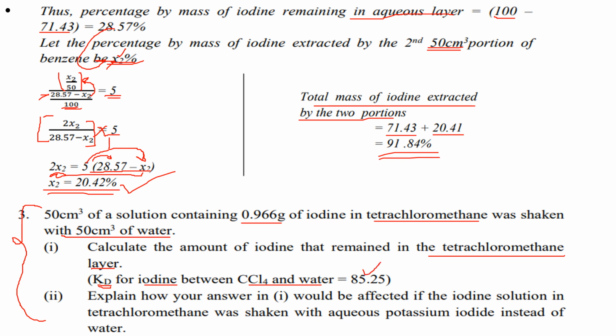85.25. And then Roman number 2, they have prompted us to explain how your answer in Roman number 1 would be affected if the iodine solution we are using in tetrachloromethane was shaken with aqueous potassium iodide. Now this is knowledge about your group 7. What do we talk about iodine in group 7 with issues concerning potassium iodide? So you should always be able to interlink the chemistry. So let's look at the approach for this question.